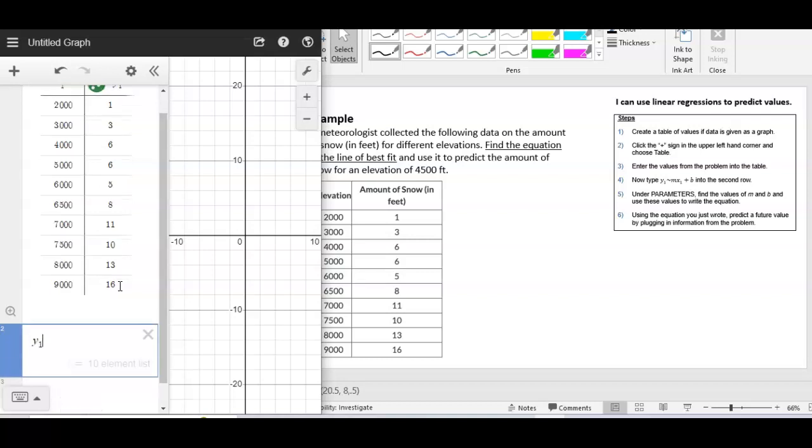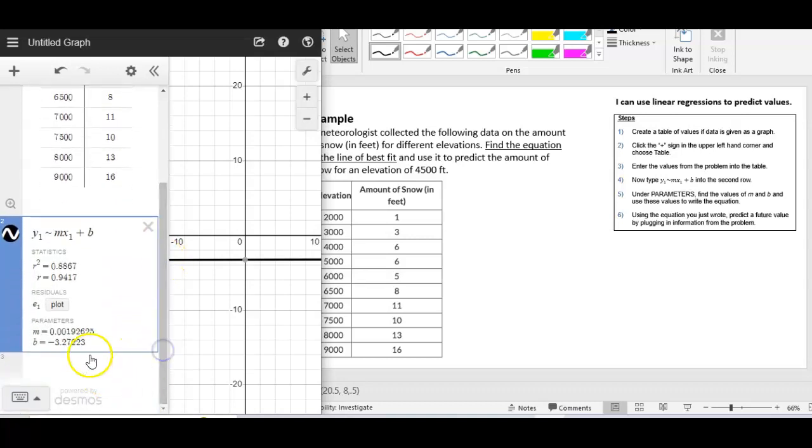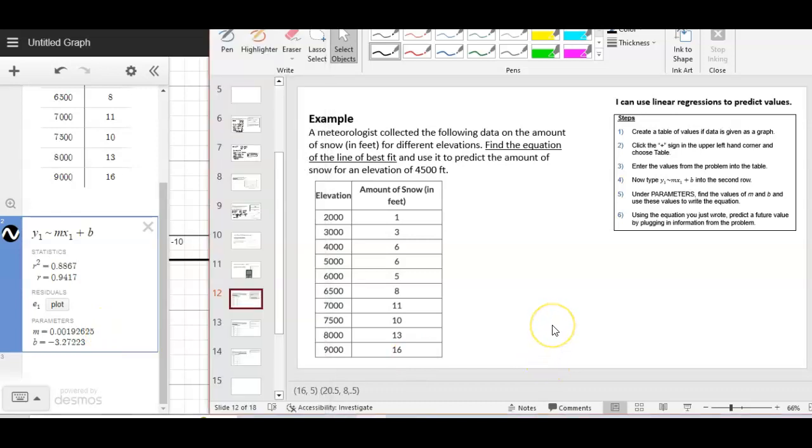We're going to type y1 and then use the squiggly that's to the left of your 1 key. So y1 is approximately mx1 plus b. Down here in parameters, it's going to give us the values that we need to write the equation of this line. It says m equals 0.0019, and b equals negative 3.27. We're going to use those values to write our equation.